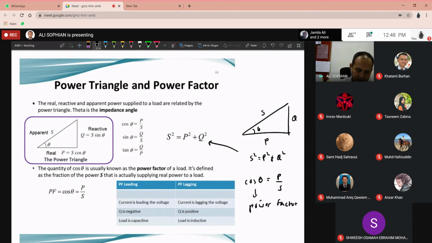The term cos theta is also called the power factor. Power factor is the ratio of the real power to the apparent power. The highest value for this is 1, and this will be the ideal, because the real power will be equal to the apparent power. So all the power will be useful. You don't have the reactive power, which is useless.